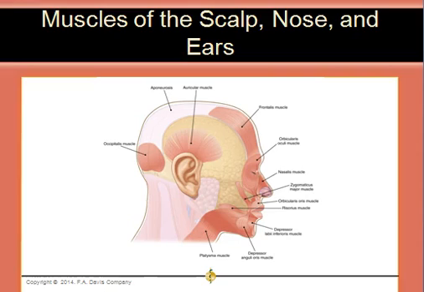The nasalis muscle acts to open and close the nostrils. The superior, middle, and inferior auricular muscles are rudimentary muscles that can move the ear on some people who are very talented.